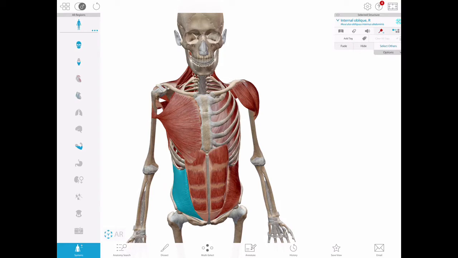Here we have the internal abdominal oblique. This muscle is deep and runs at right angles to the external oblique. So both of the external and internal abdominal oblique muscles help with trunk flexion and compression of abdomen and laterally bend to the same side.